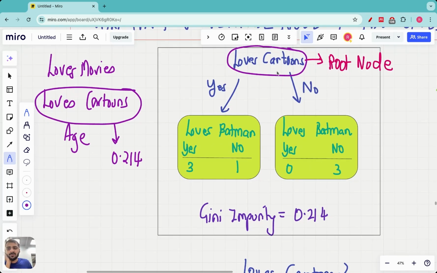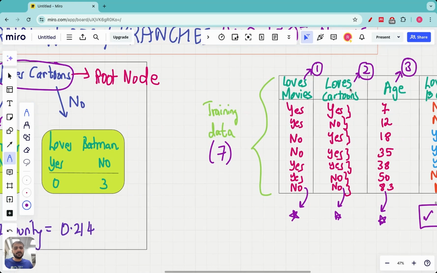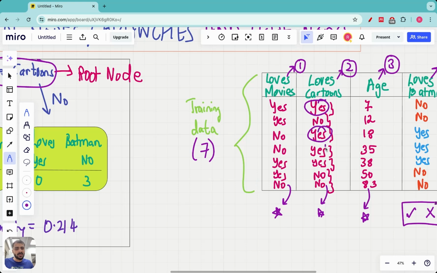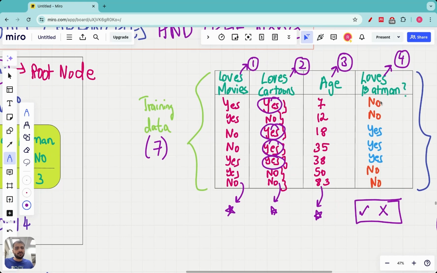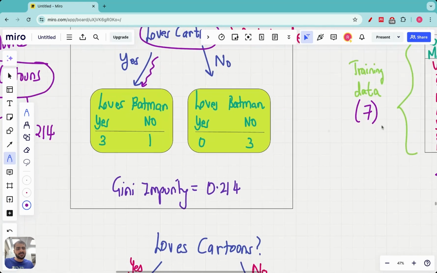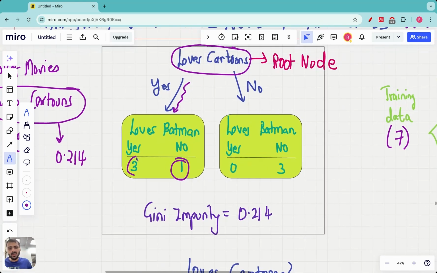So for all of these, what we did is we designed a decision tree map like this. So if the question is loves cartoons, we can go in yes and no. If you go in the yes compartment, so let's say loves cartoons and yes, there are 1, 2, 3, and 4 people. And if you see their responses, you will see that one person says no and 3 people say yes. So it's been written as one no and 3 yes. Similarly, if you go in the no compartment here, you will see that 3 people do not love Batman and 0 people love Batman. Essentially, all people who don't love cartoons are not loving Batman.